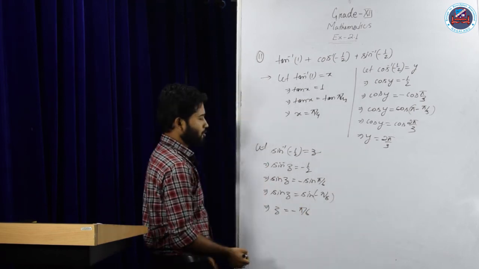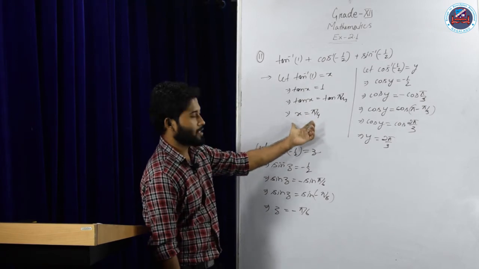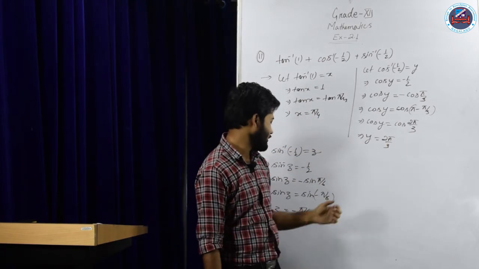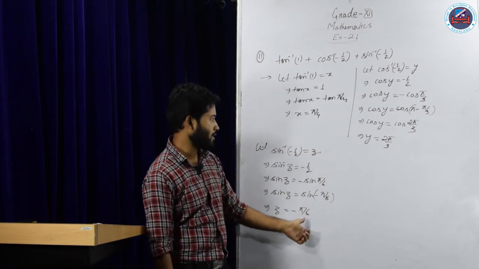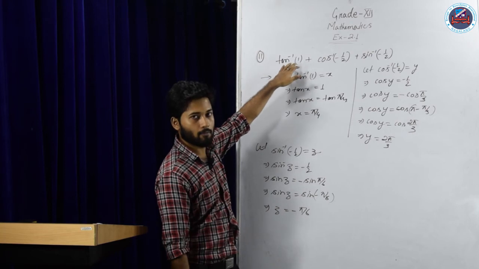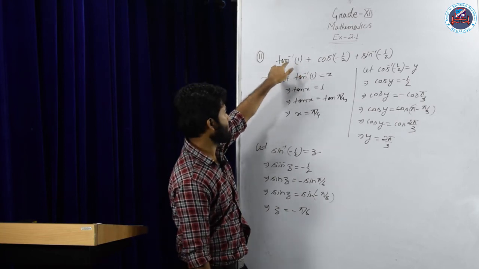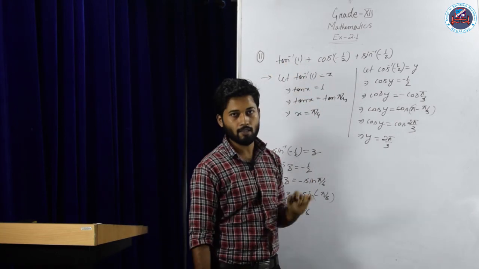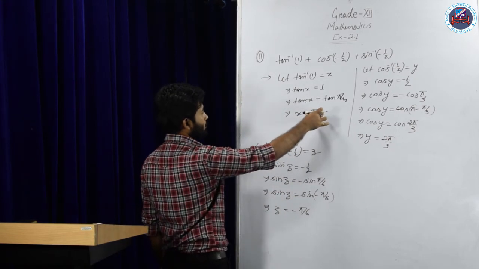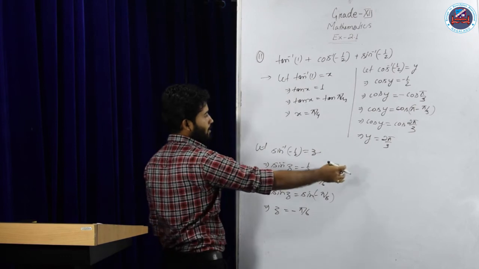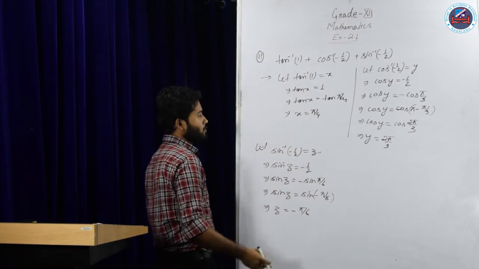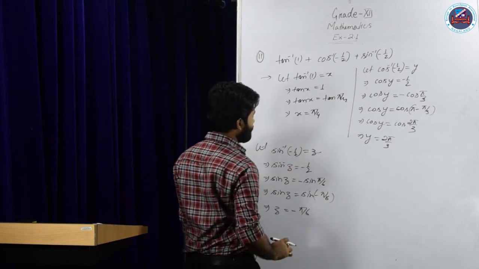Also, you can check that all these values, that is x equal to pi by 4, y equal to 2 pi by 3, and z equal to minus pi by 6, belong to the principal value branches of the respective inverse trigonometric functions. That means x belongs to the principal value branch of tan inverse, y belongs to the principal value branch of cos inverse, and z belongs to the principal value branch of sin inverse.